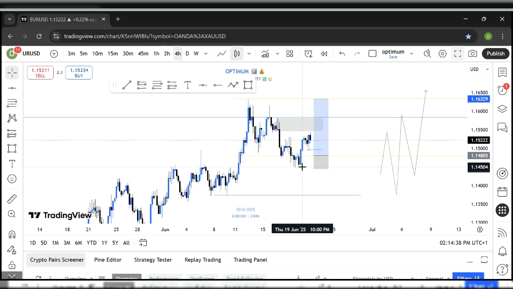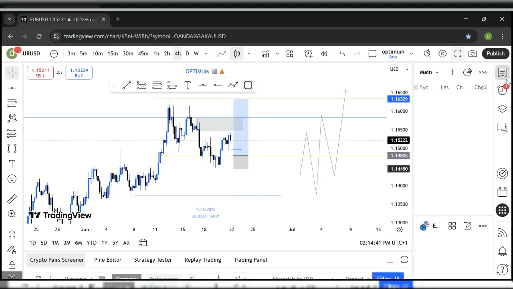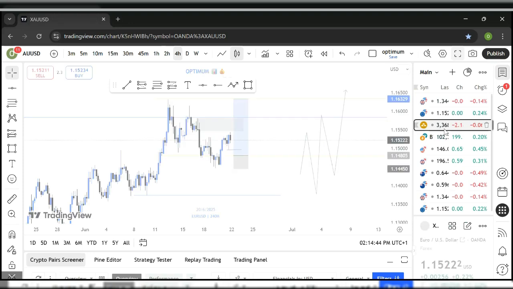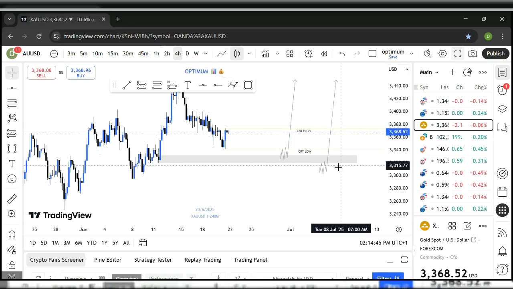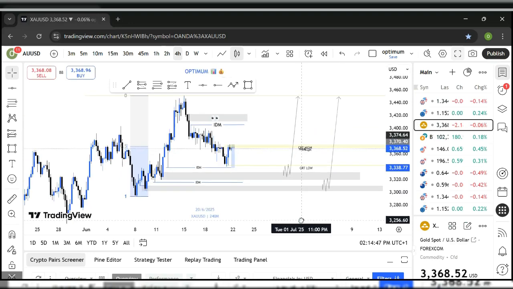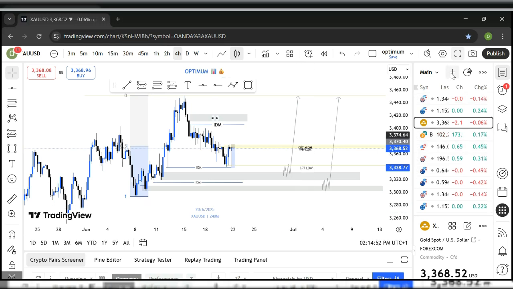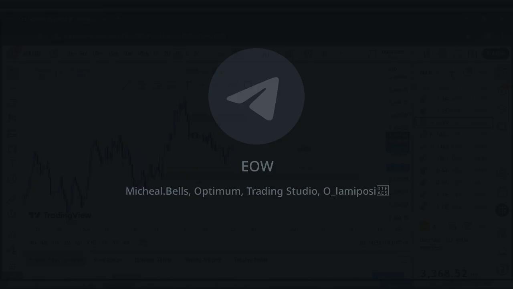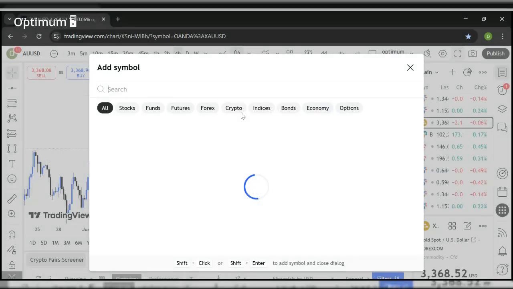Having talked about these two, the next thing I want to look at is gold. On gold, I've also done my analysis already, so I don't need to delete this one. Let me just take another gold, and probably I take gold from Oanda.